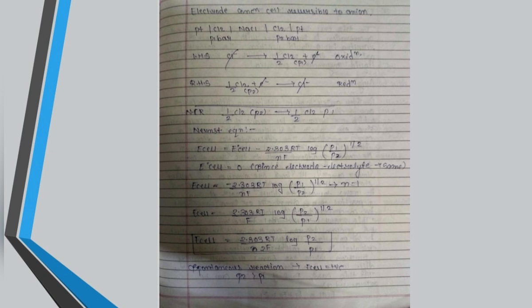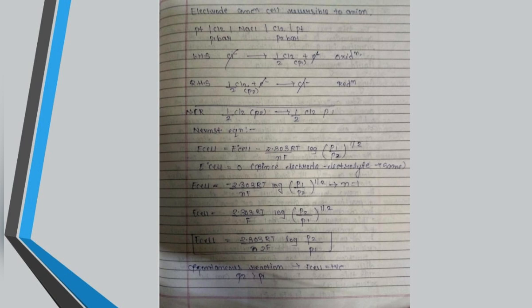Here we consider n is equal to 1, so that is going to be ignored. And as I said, I don't want the negative sign, so what I do is the numerator becomes the denominator and vice versa. So I get E cell is equal to 2.303 RT upon F log of P2 upon P1 raised to half. That half goes on the denominator side, so it becomes 2F. So E cell is equal to 2.303 RT upon 2F log of P2 upon P1.